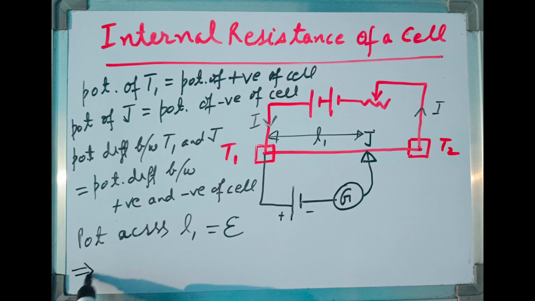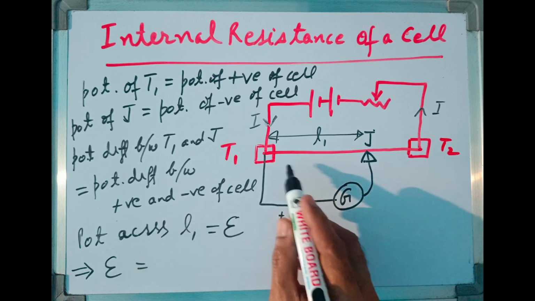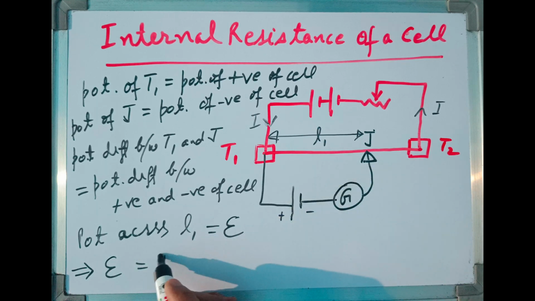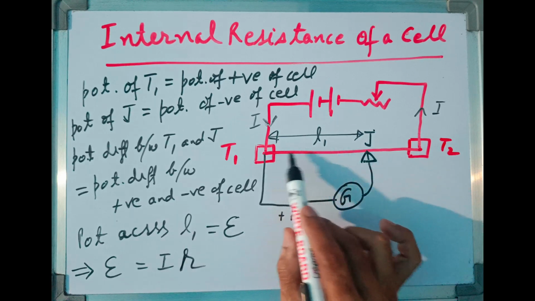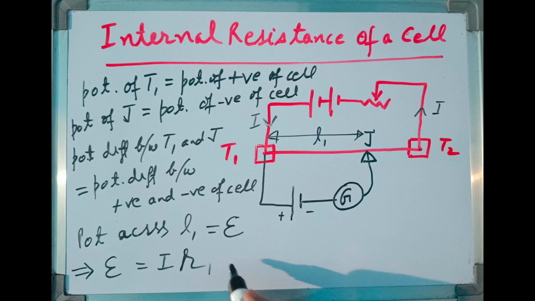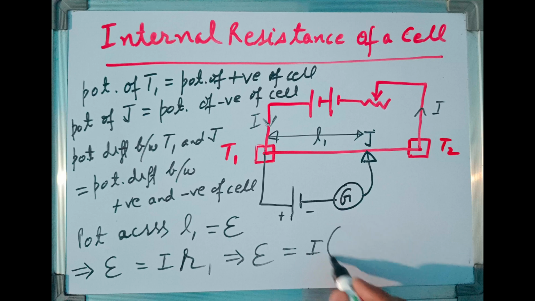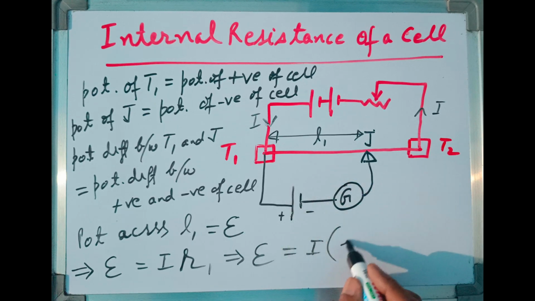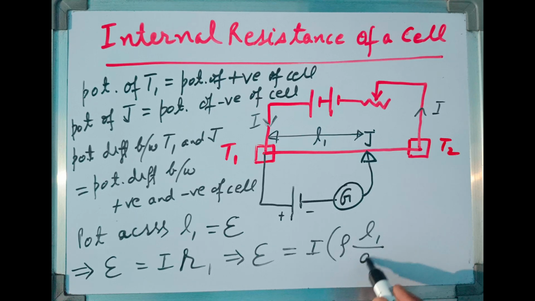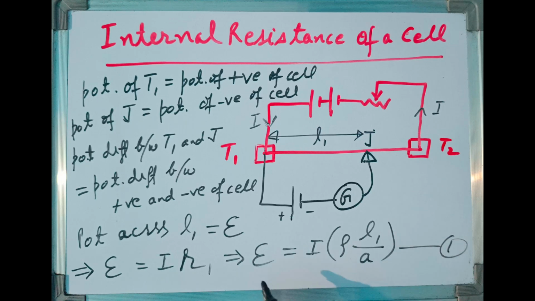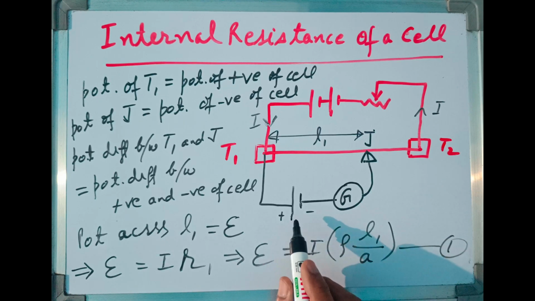So using this I can write EMF of cell is equal to potential across this. Potential is given as current into resistance. Let me call resistance of this portion of wire as R1. So I can write EMF is equal to I R1. Resistance of a wire is given as resistivity multiplied by length of the wire divided by area of cross section of the wire. So this is equation number 1, that is giving us value of EMF of cell by using this potentiometer wire.